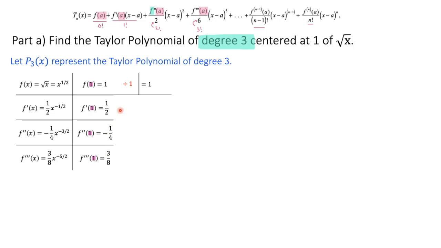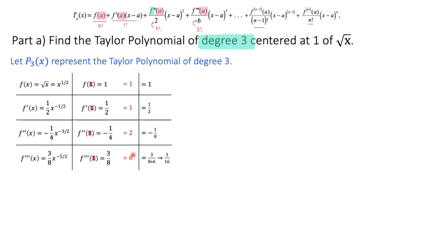So what I like to do is draw another column and do this calculation. I'm going to divide this first term by 0 factorial, which is 1. Then the next one is also going to be 1 factorial, then 2 factorial, then 3 factorial. So how did we get 6 from 3 factorial? Well, 3 factorial is 3 times 2 times 1.